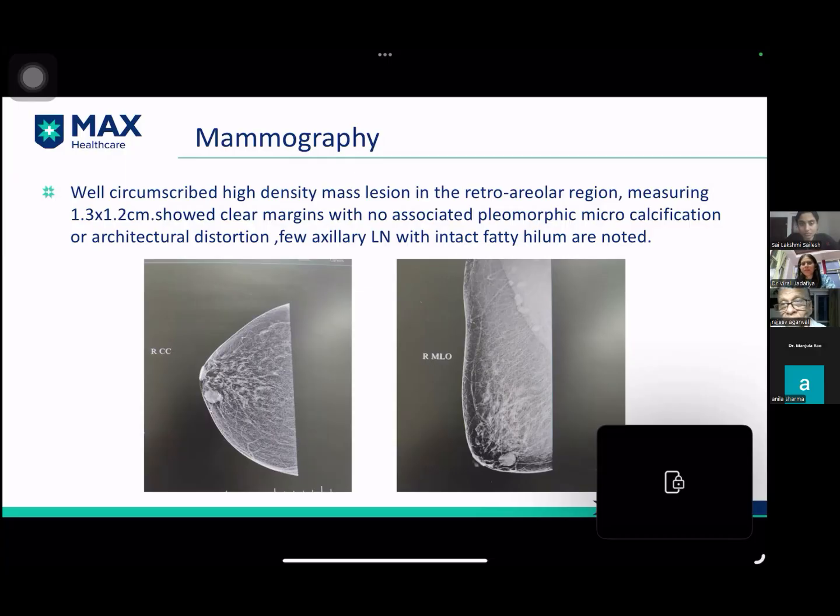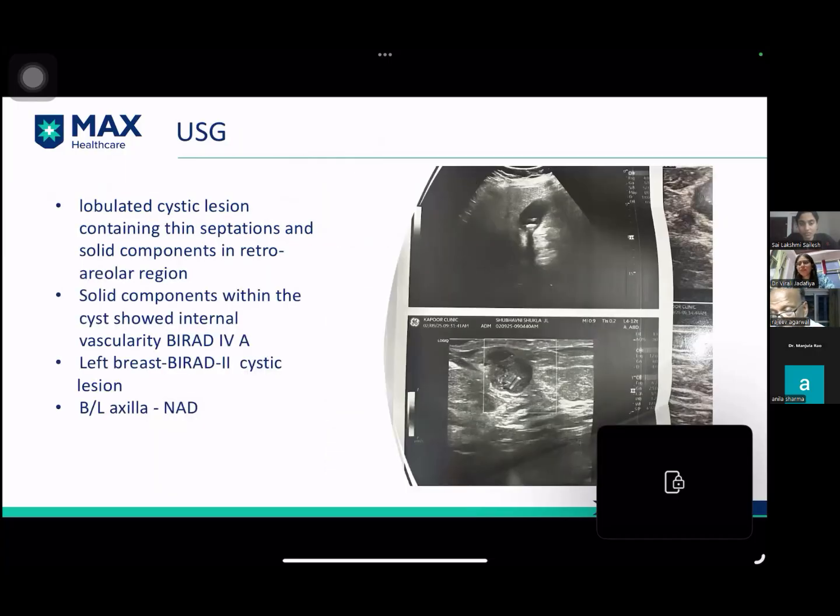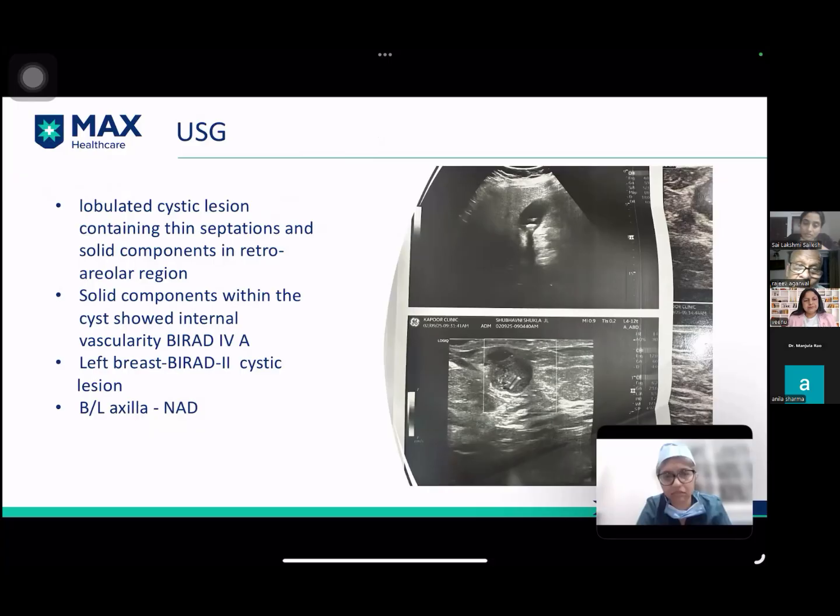Yes, ma'am. Her ultrasound shows a lobulated cystic lesion containing thin septation and a solid component in the retroareolar region. And on Doppler imaging, the solid component within the cyst shows internal vascularity. Based on these features, the lesion is categorized as a BIRADS 4A.